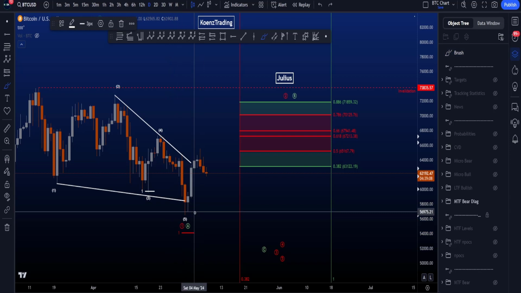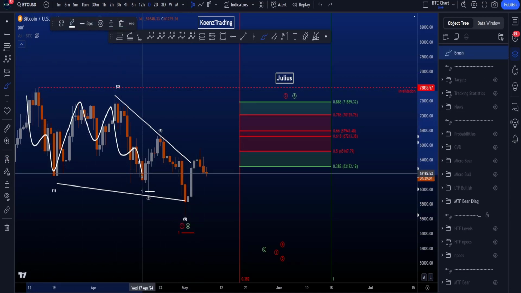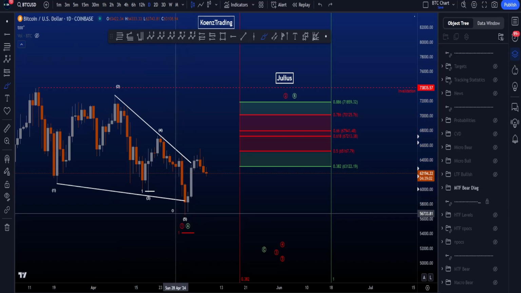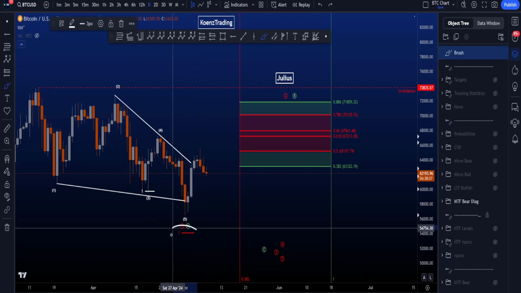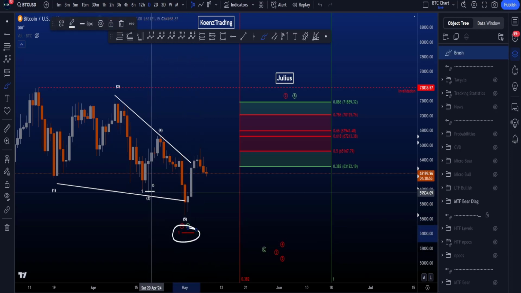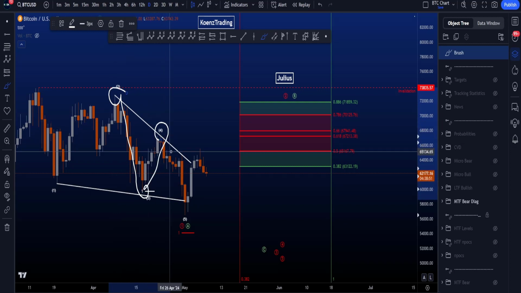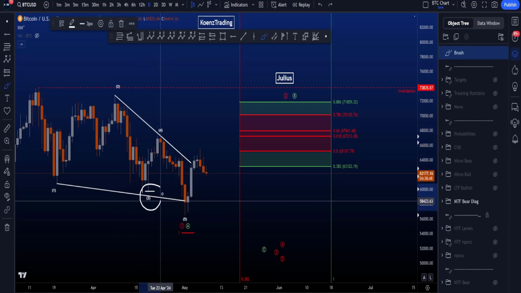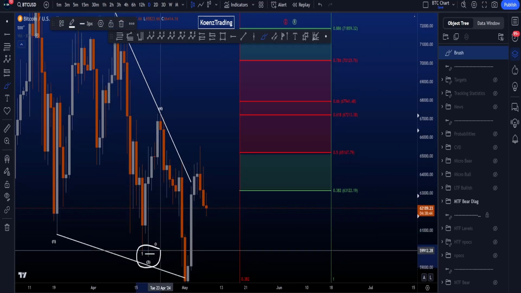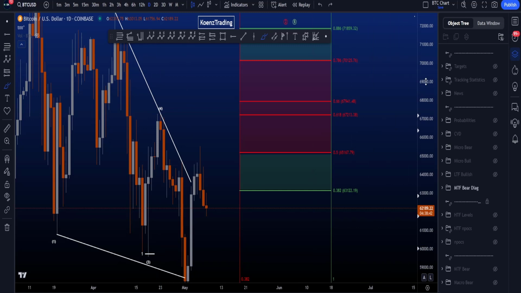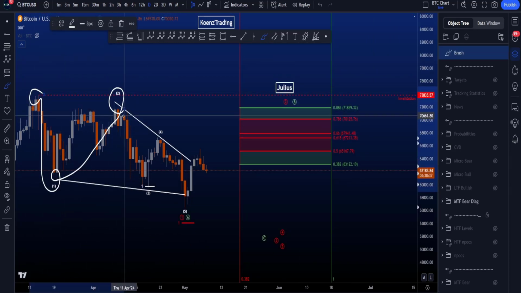Inside wave 1 or A, we then have a contracting leading diagonal where all of the waves are three-wave structures. What is important here is that this wave 5 is shorter than wave 3, and that is the case because wave 5 did not touch the 1-to-1 trend-based extension taken from the high to the low 3 to the high of wave 4. What you can see, however, is that wave 3 is a little bit longer than wave 1, as the wick over here just touched the 1-to-1 trend-based extension taken from the high to the low of 1 to the high of wave 2.